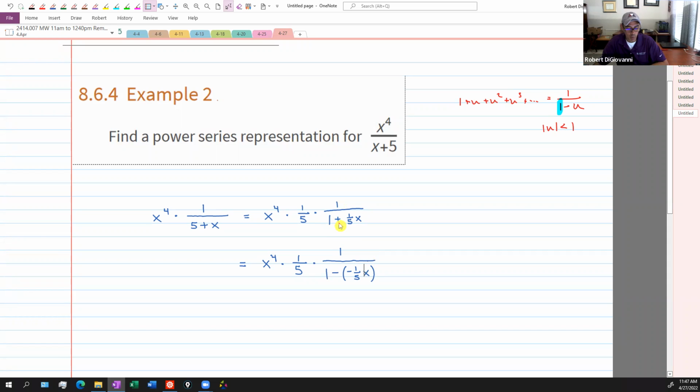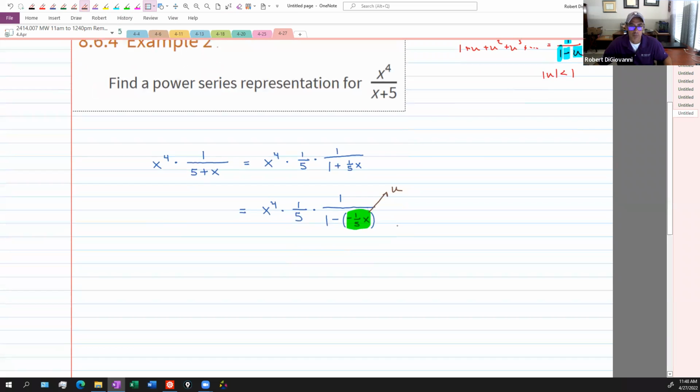So I've turned the 1 over 1 plus 1/5 x into 1 over 1 minus negative 1/5 x. And now it looks exactly like I want it. It's 1 over 1 minus u, right? But u for us is actually this. That right there is the u. So what do we do about that x to the 4th times 1/5? Well, let me keep going.